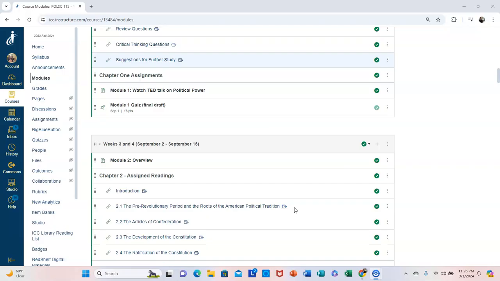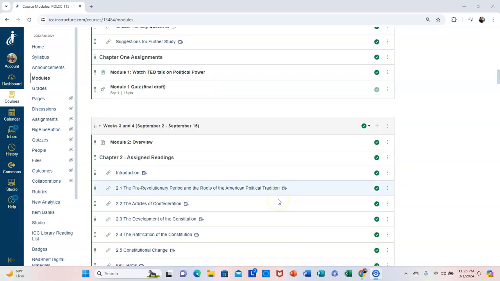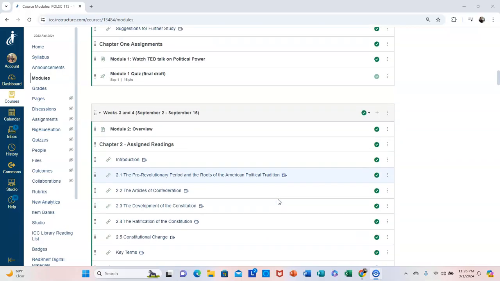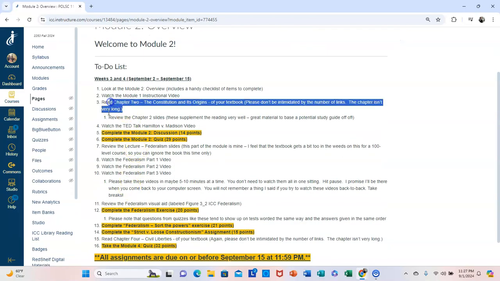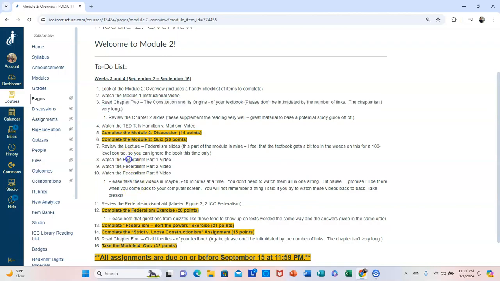Weeks 3 and 4 are going to be a little bit more involved. I kind of eased you in weeks 1 and 2. Weeks 3 and 4 here, we go to the module overview. We're reading through Chapter 2. We're reading through Chapter 4 and the Federalism chapter. I do not want you to look at or read about it in your book. It's too in the weeds with everything, and the essentials have been boiled down for you in the Federalism lecture slide and videos that I have done.